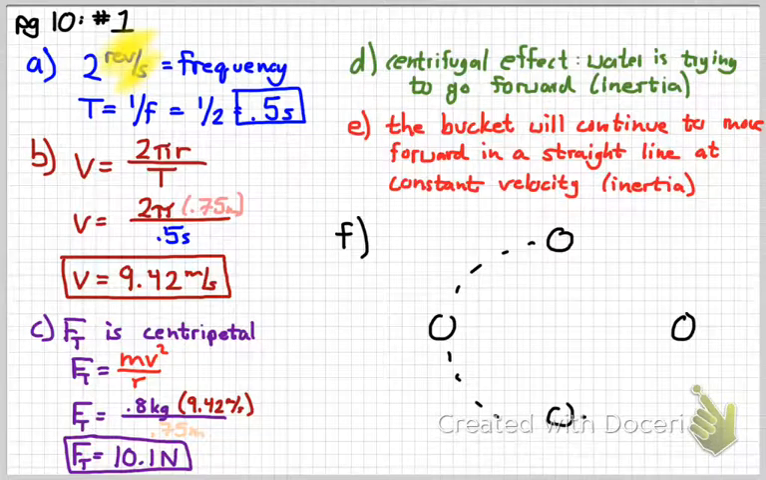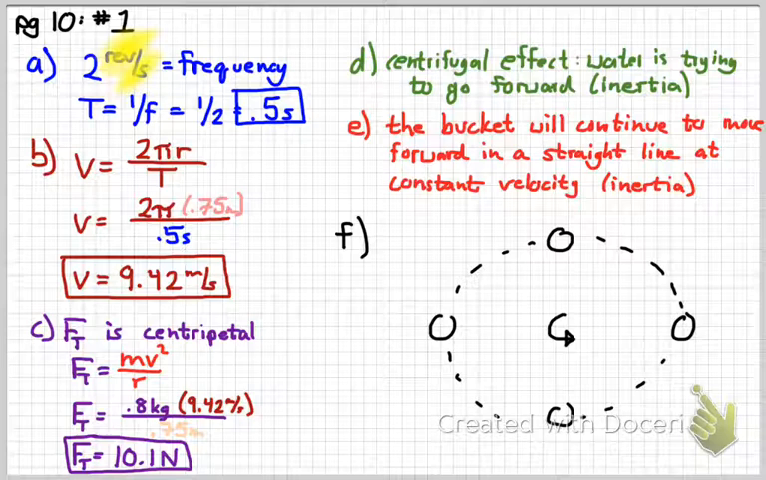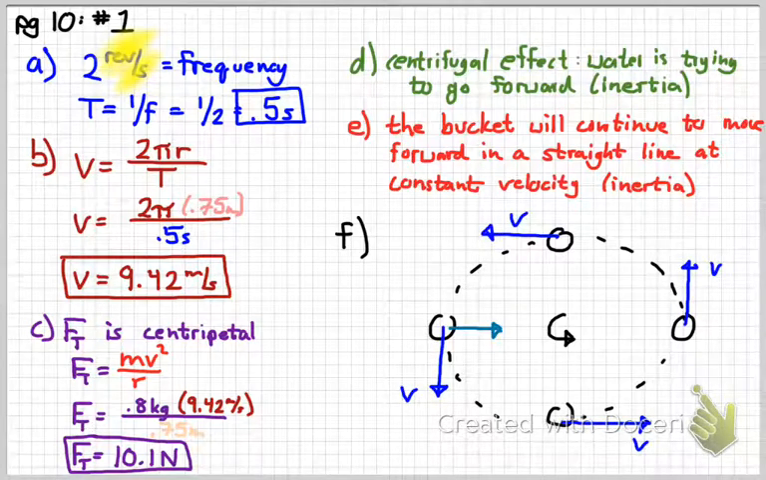Part F, your diagram should look something like this. Moving in a circle, I chose my circle to be going counterclockwise. You could have certainly done it the other direction. Remember, your velocity is tangent to the circle. So your velocity arrows are always going to point directly outward like that, perpendicular to the radius. If you made yours go the other way, then you would just flip each of those velocity arrows.